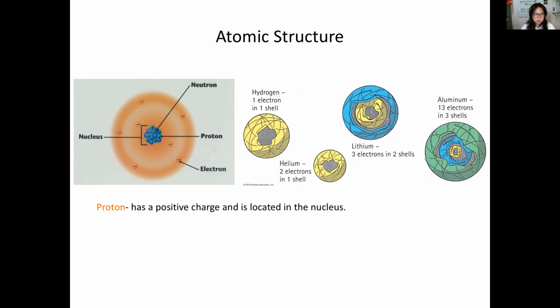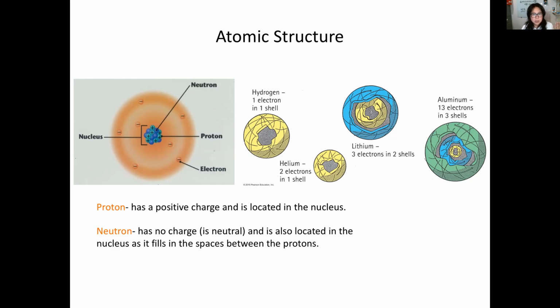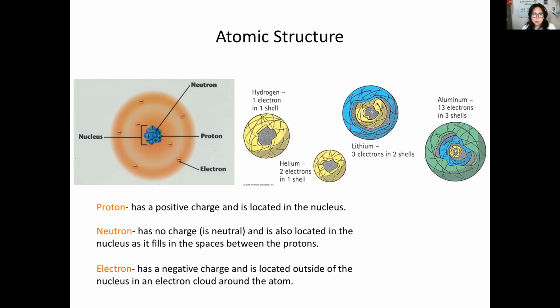Before, I already talked about this, but a proton is positively charged. And then again, where is it located? It's located inside the nucleus. So is the neutron. Does the neutron have any electrical charge? No, it's neutral. And where is it located inside the atom? Inside the nucleus. Electrons also make up an atom, and what kind of charge does the electron have? Negative charge. And where is that located inside the atom?